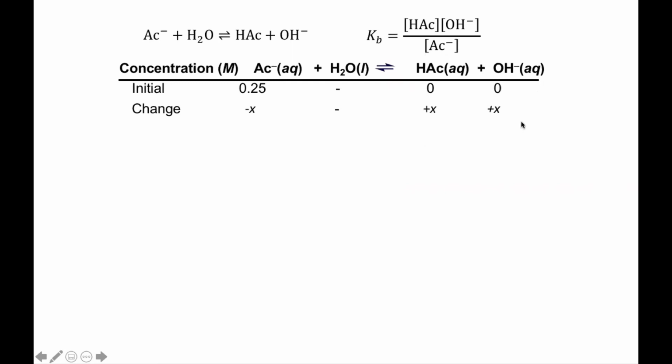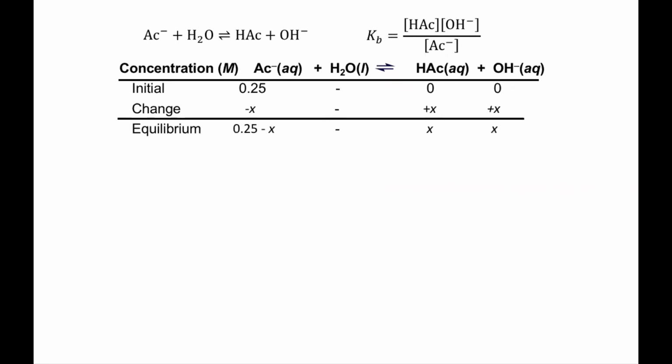So these are all just reaction tables that we've seen several times already today. And so the equilibrium concentrations are going to be 0.25 minus X, and then X and X. Then Kb is going to be equal to Kw over Ka, which is equal to 1.0 times 10 to the minus 14 divided by 1.8 times 10 to the minus 5. And so that's equal to 5.6 times 10 to the minus 10 for the Kb of acetate.